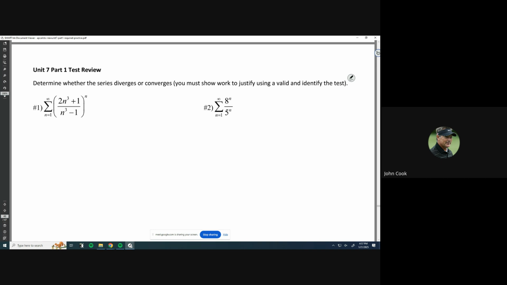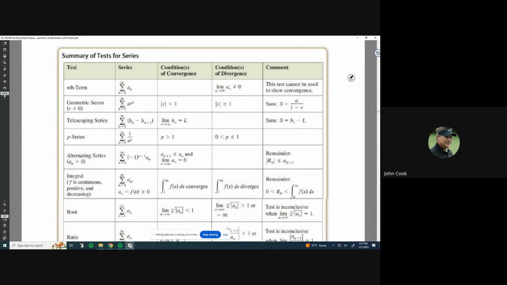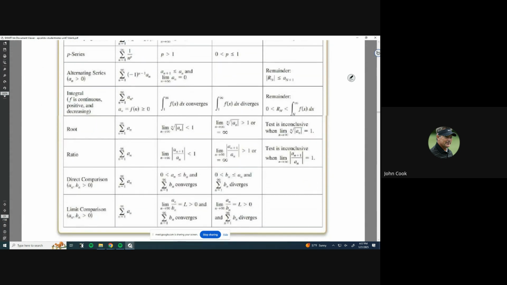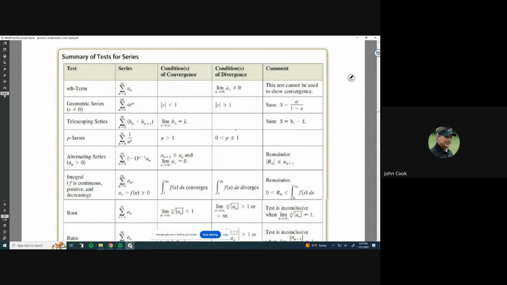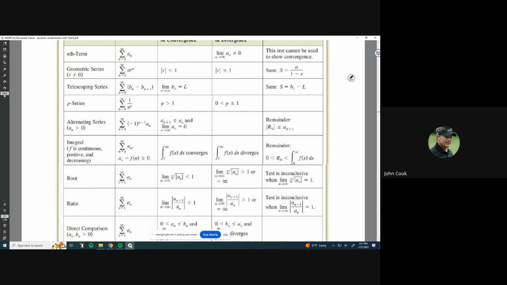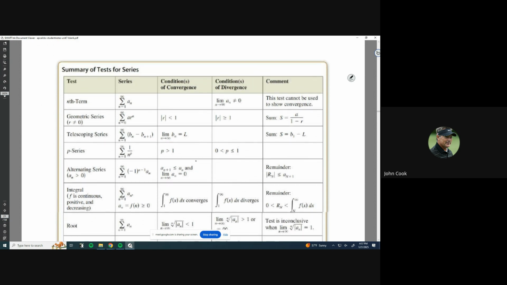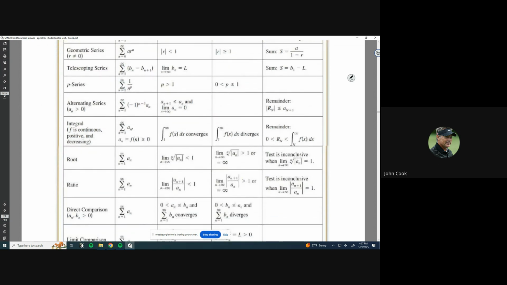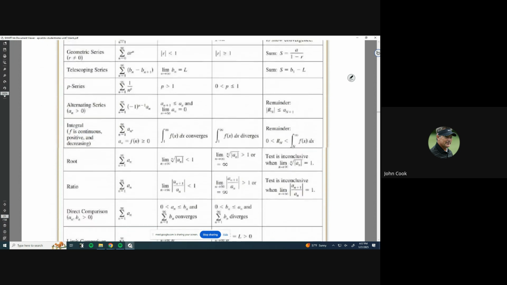On the test, you're going to be able to use your calculator and also this little summary of all the tests for the series. You'll be able to use that on the test as well. Your goal is to memorize how to do these tests for the AP test, but for our test, we just want to make sure you know how to use them properly and figure out which one to use.